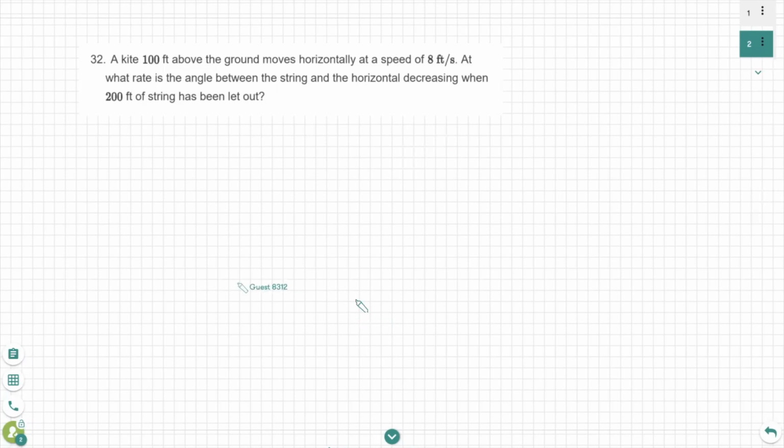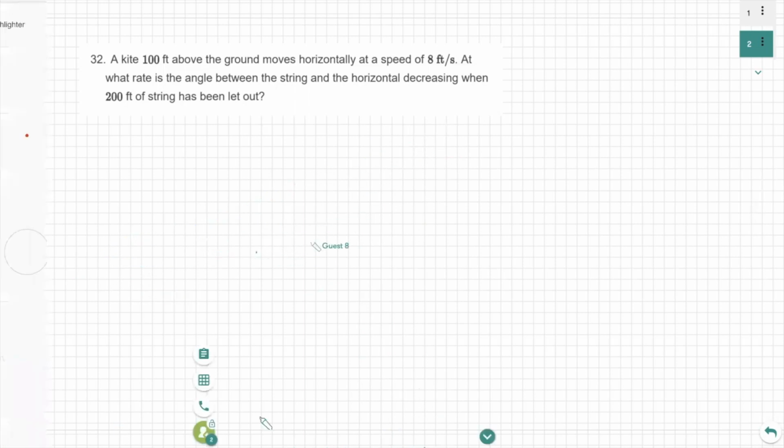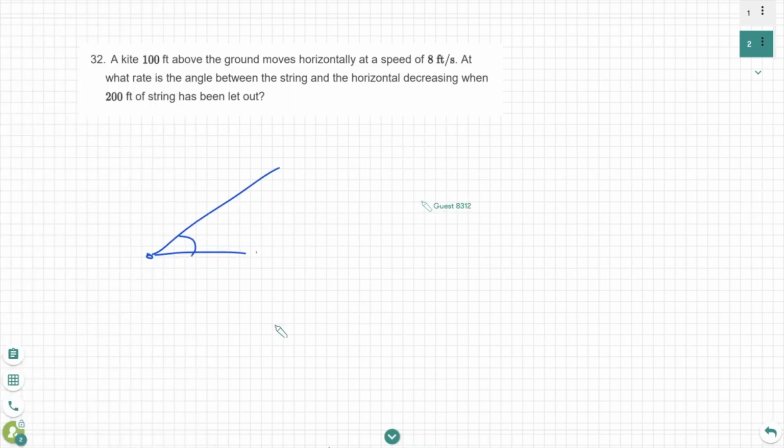Yeah, I think so. Here's the person, the kite's up here, the string is a hypotenuse, and the angle they're talking about is this angle. Okay. I think that's what they're talking about, and I'll erase this. So let's put everything that we know. Our h is 100, our dx over dt is 8, and our hypotenuse is 200.